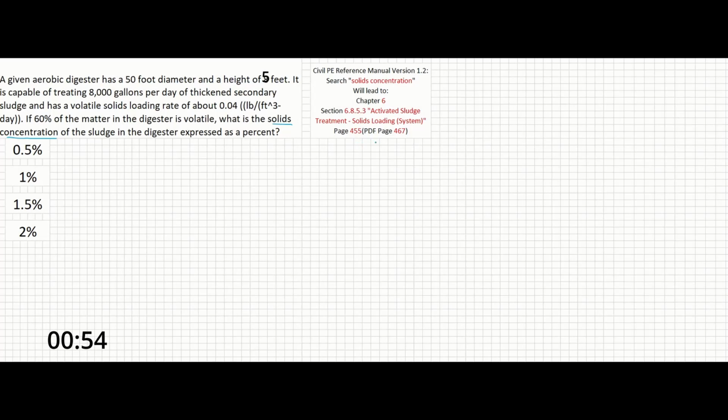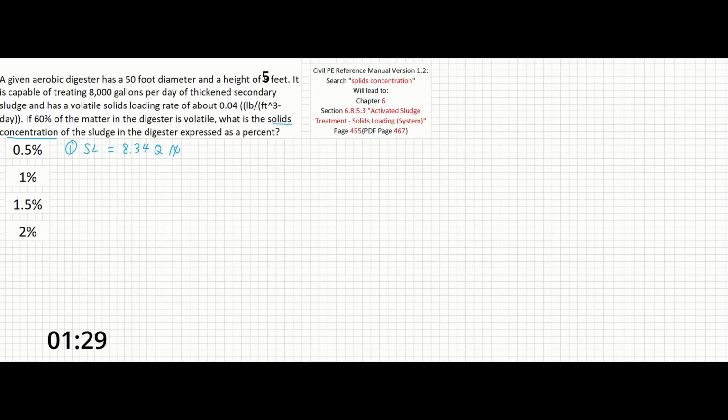So looking at that equation, we can write it down as follows. SL equals 8.34 QX, where SL is the solids loading rate in pounds per day, Q is the volumetric flow rate in million gallons per day, and X is the suspended solids concentration in milligrams per liter. So let's start looking into our problem to see what things we can fill in.